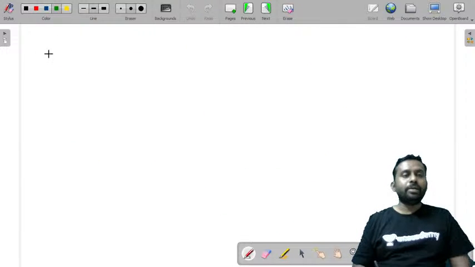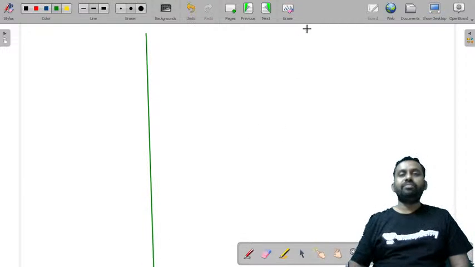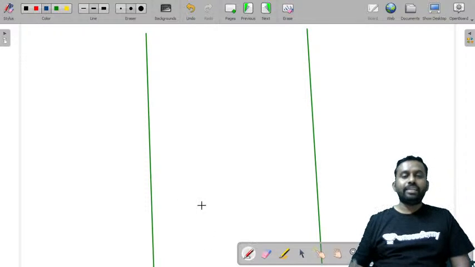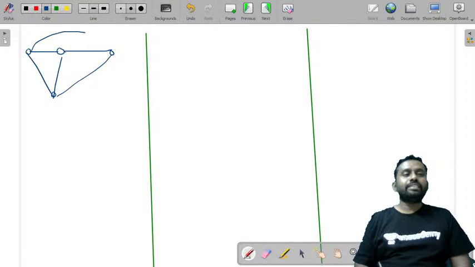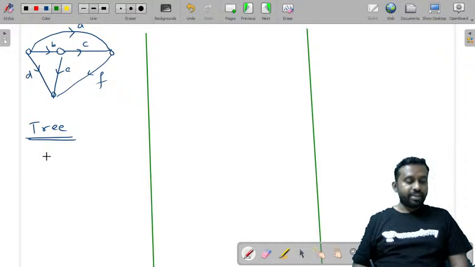See, let us take one graph and try to draw as many trees as possible. We'll also have some expression on how many trees you can get. So let us say this is one graph, with branches A, B, C, D, E and F. Now let us try to draw as many trees as possible, and we'll also come across the different trees that we have.